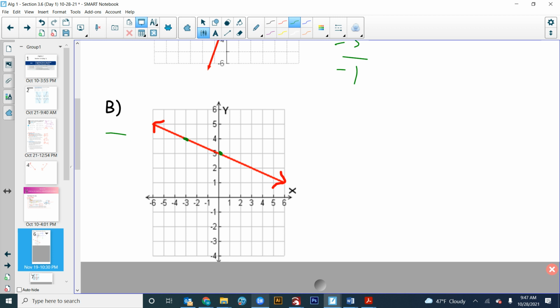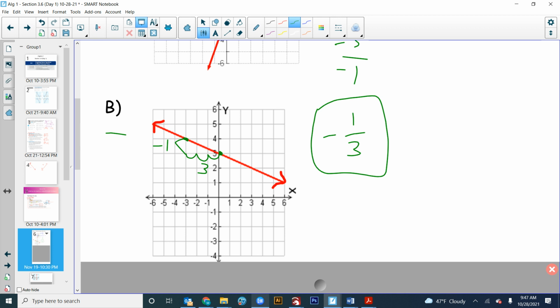Okay, now, again, I start on the left always, and I'm going to go down. How much? Down 1. And then I'm going to run to the right. 1, 2, 3. That's 3 positive. So what's my slope, Mary? What do you think? I went down 1, 3 to the right. Negative 1/3. Negative 1/3 is the slope.